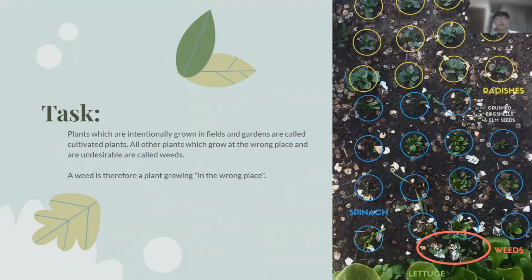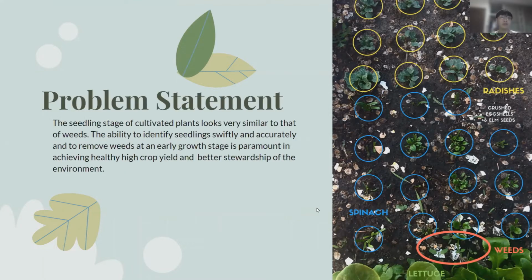Over here in the image, we can see that there are undesired weed in red at the bottom that the owner did not have the intention to cultivate. And they look pretty similar to the ones that the owner are trying to cultivate. Hence, this brings us to our problem statement.